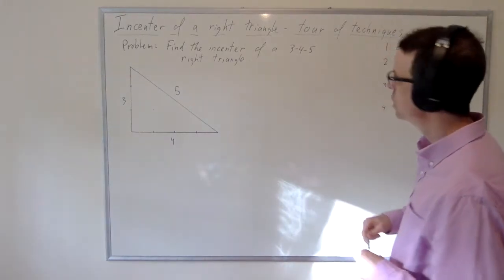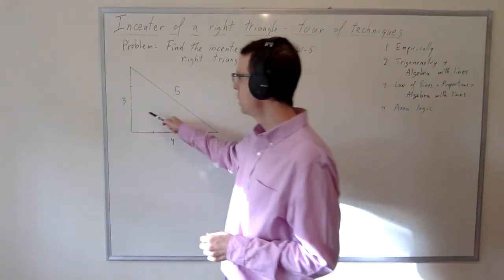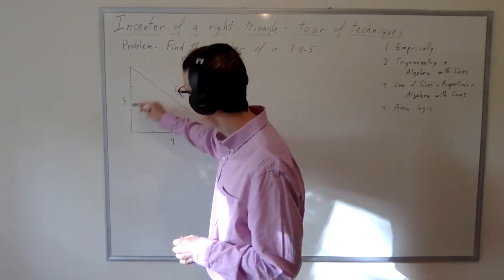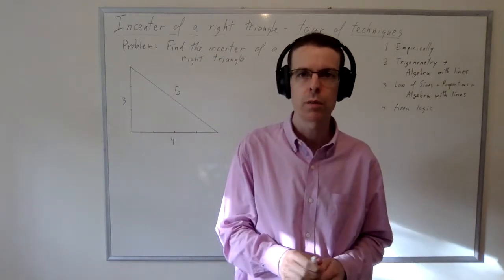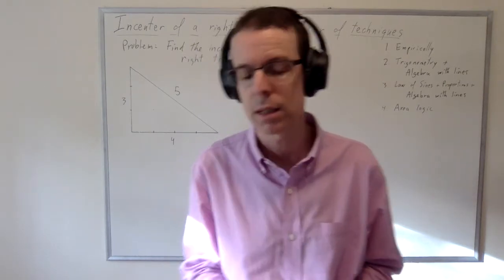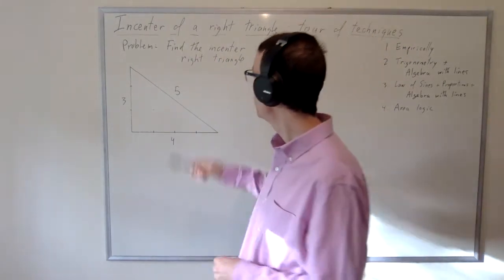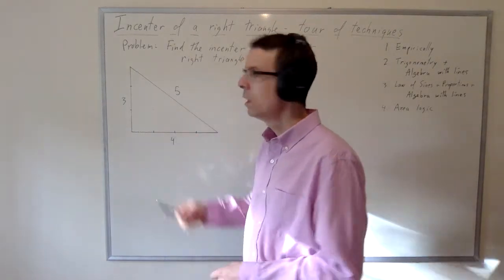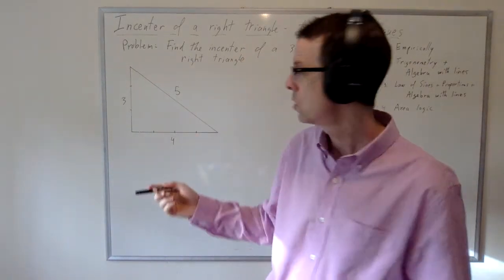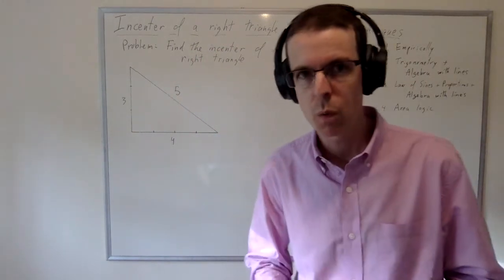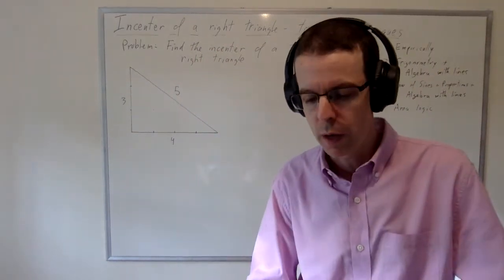Let's remember what the incenter is. The incenter is the center of the inscribed circle, the largest circle that can be drawn inside the triangle, and it will be tangent to all 3 of the sides of the triangle. That's the incenter. We want to find its center. We want to find the coordinates of its center, I guess. We also implicitly want to find the inradius, which is the radius of that circle, which can be inscribed in here. And so we're going to explore some strategies for how to find this out.